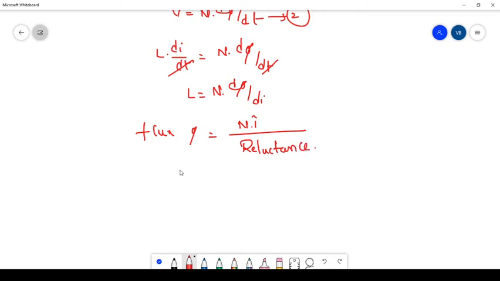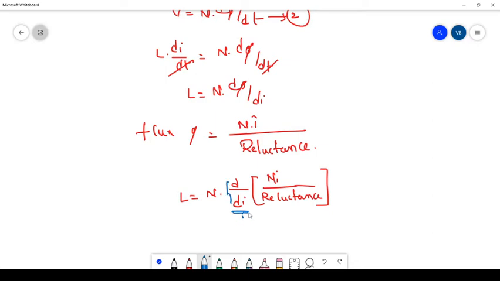If we substitute this value in the above equation, L is equal to n into d by di of phi, where phi is n i by reluctance. Here the i will cancel out. So what you get is L is equal to n square by reluctance.